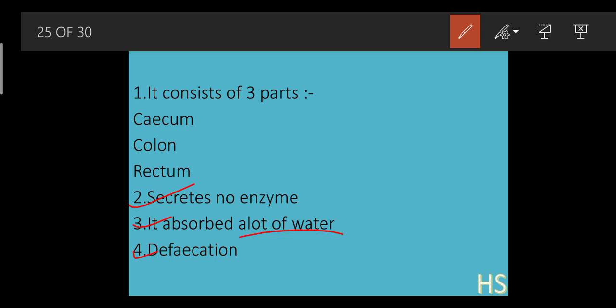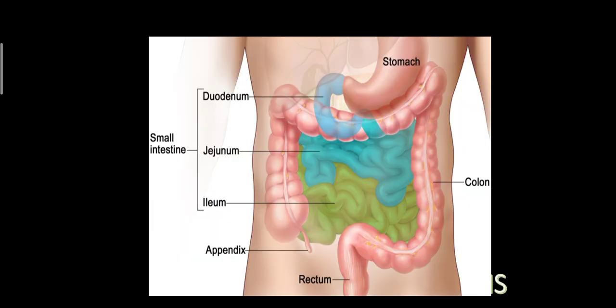What do you mean by defecation? Whenever the food which remains in the body is undigestible, it gets out through the anus. So defecation means removal of the feces. What do you mean by the word feces? The undigested food. See, how does this look like?